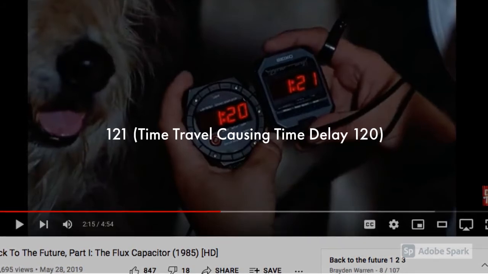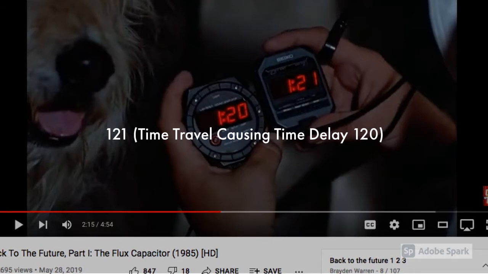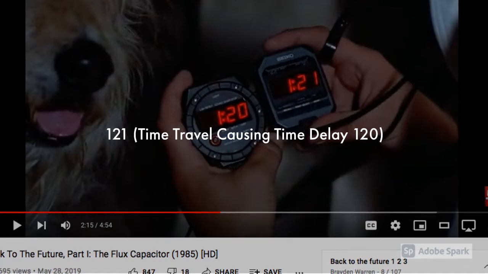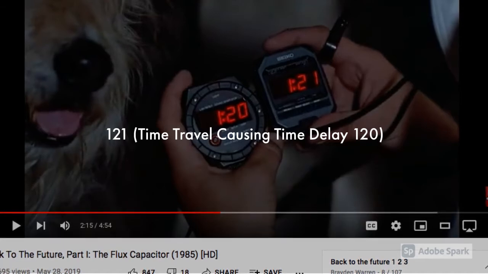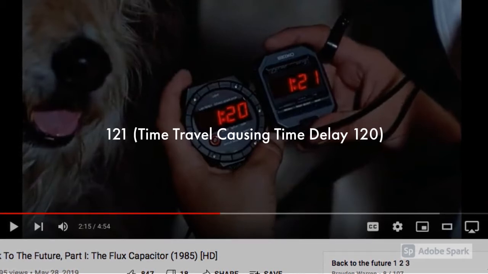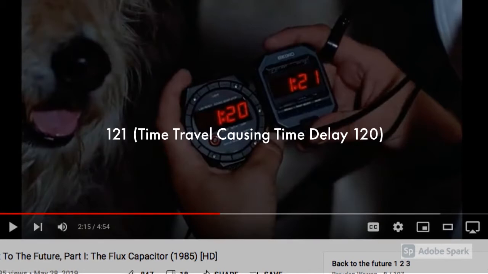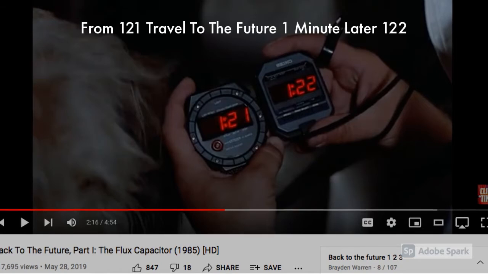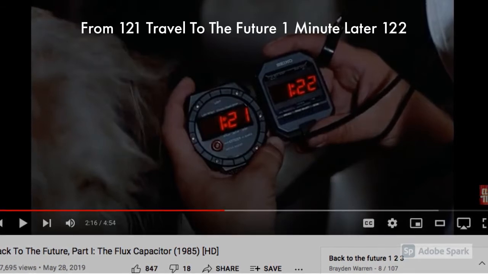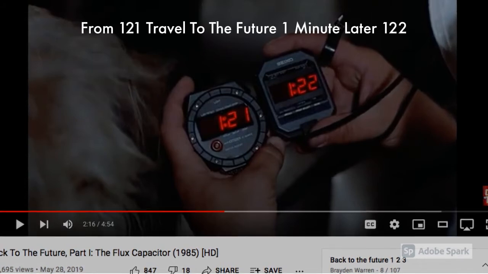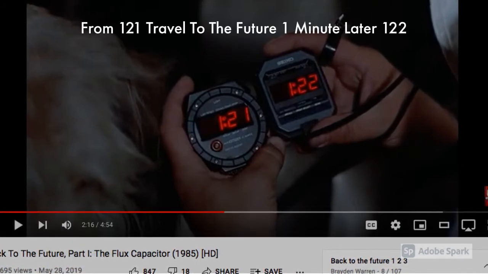Then Einstein goes to the future 1 minute later, but then because of the time travel effect, it affects the clock, 1 minute slower. So technically it's 121. Then Einstein comes back 1 minute later, it's 122. So time travel happens at 121.